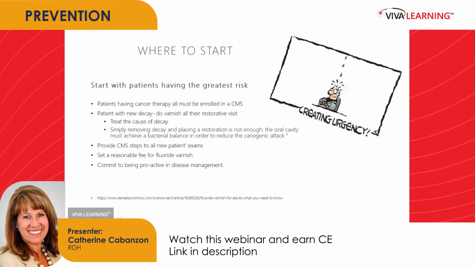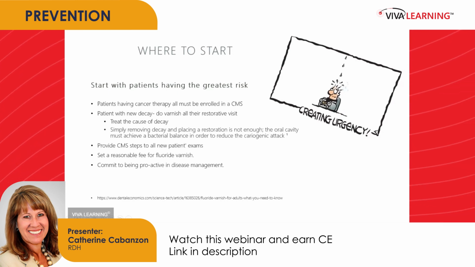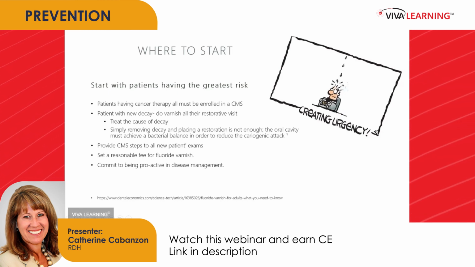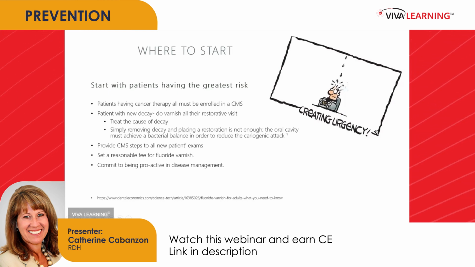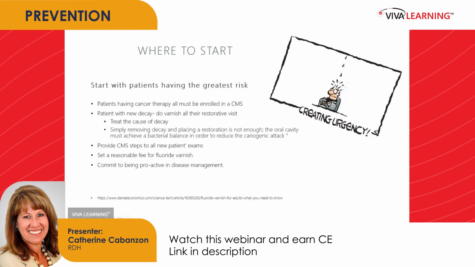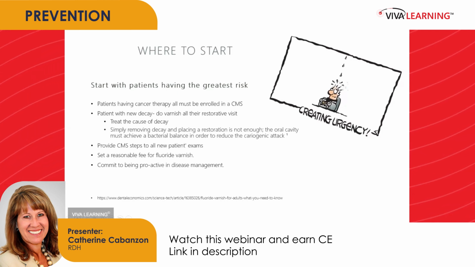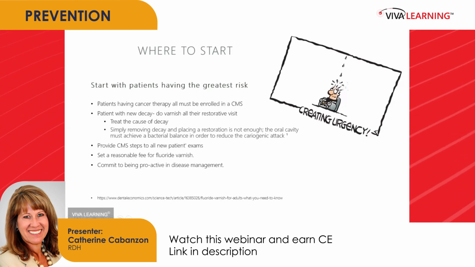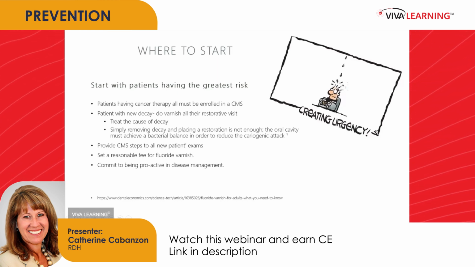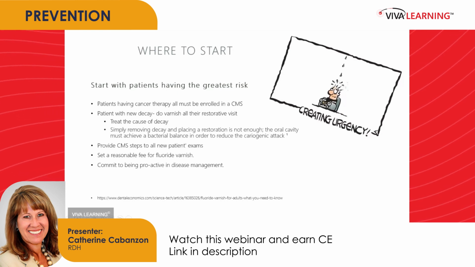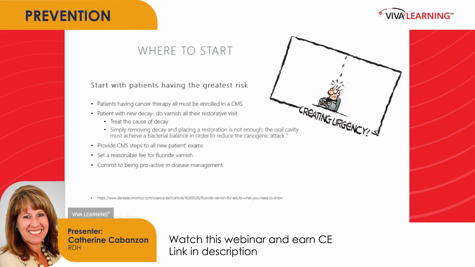Provide the CMS steps to all new patients as well. When you incorporate any new system or protocol in a practice, it's really, really good to start with your new patients because they don't know any difference and they can't say, why didn't you do this last time? Or I've never needed this before. Set a reasonable fee for your fluoride varnish, and then commit to being proactive in disease management instead of reactive.